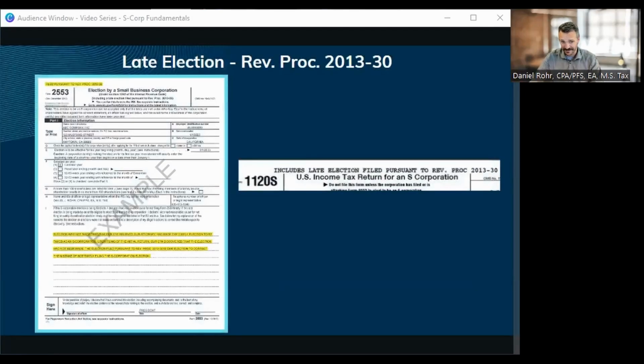Now, what happens if you fail to file the 2553 within 75 days? You can still file a late form under Revenue Procedure 2013-30. To be eligible to use Rev Proc 2013-30, the entity must have acted reasonably and in good faith, and the failure to file must not have been the result of willful neglect. And the entity and its shareholders must have been taxed as if the election had been made for the time the election should be effective, meaning you would have filed the 1120S, which is the S-Corp return, and filed your individual tax returns as if you are an S-Corp shareholder.